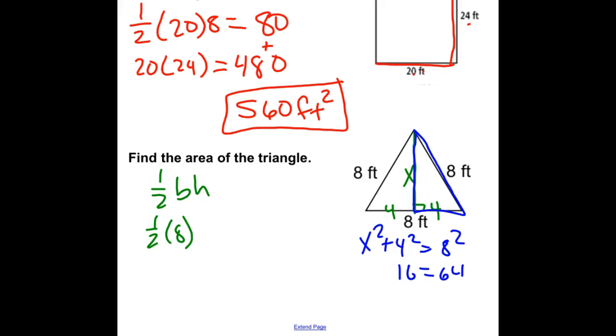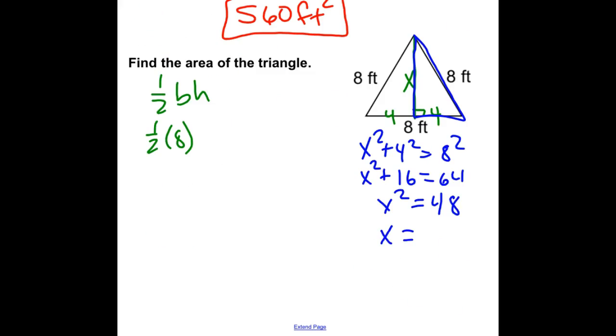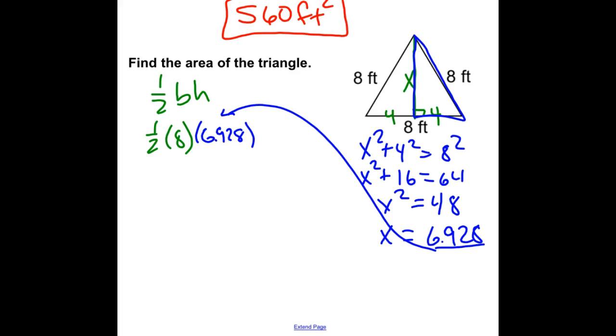Now, if you remember your special right triangles, you might also be able to get this a different way. I'm just solving this. I bring that 16 over to the 64. I get 48. And x then equals the square root of 48, which is 6.928. And then I can take that and plug it in for the height here. Whoops. And I can get the actual area of my triangle. If you remember your special right triangles, you had a 30, 60, 90 with the height being 4√3.